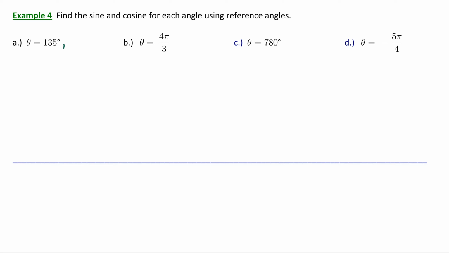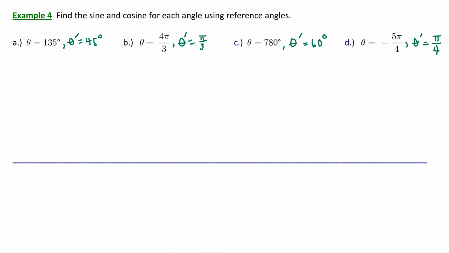So let's go ahead and list those. For 135 degrees, the reference angle is 45 degrees. For 4 pi over 3, the reference angle is pi over 3. For 780 degrees, we found the reference angle theta prime to be 60 degrees. And for theta equals negative 5 pi over 4, we found the reference angle theta prime to be pi over 4.